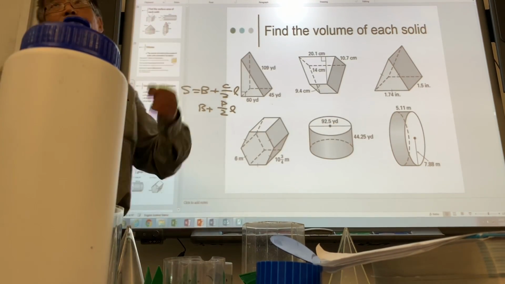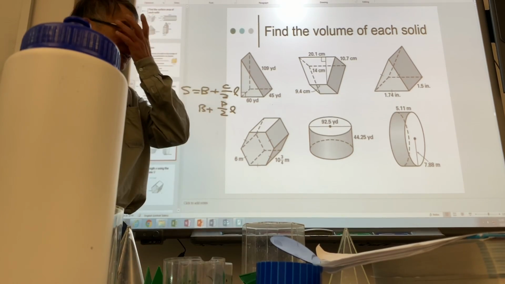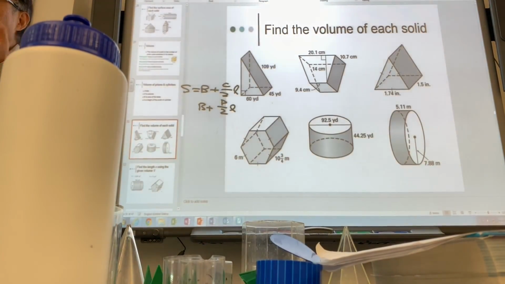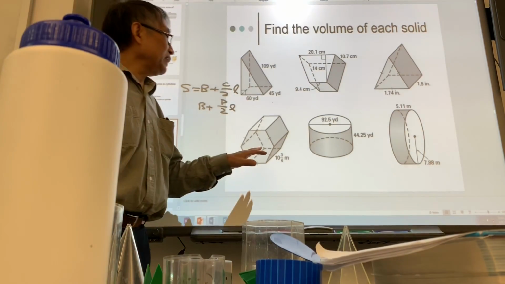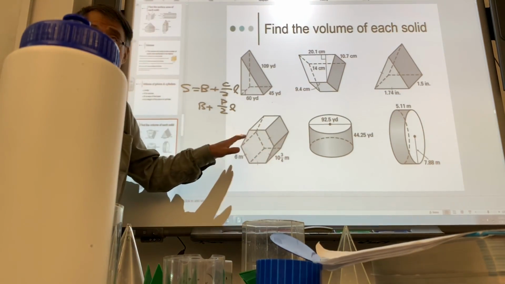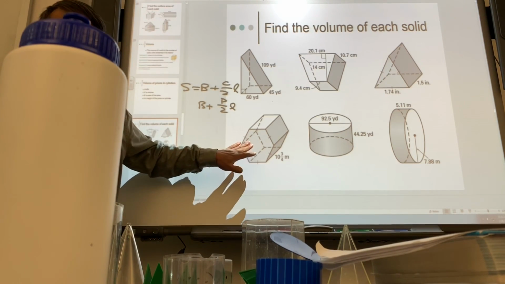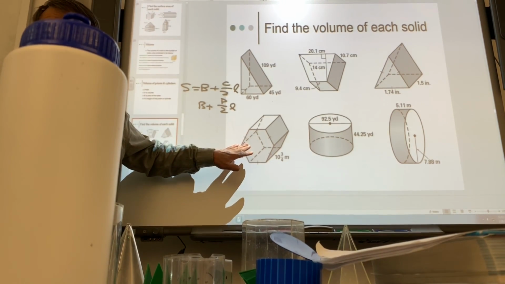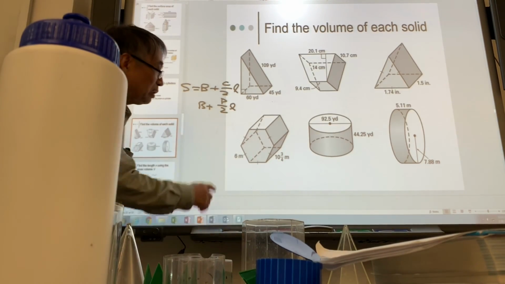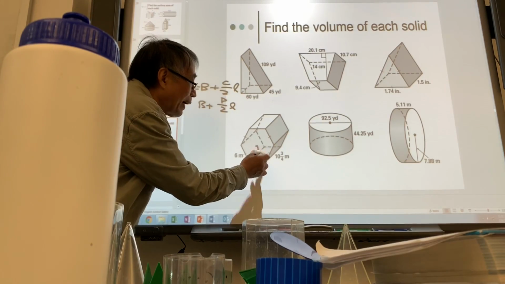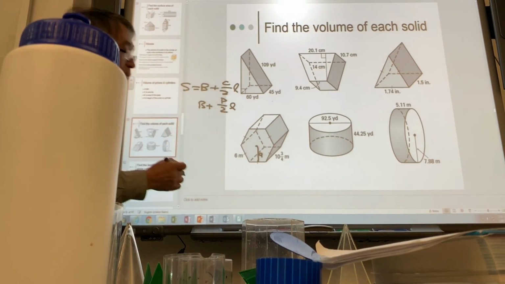For instance, we have some examples here. You can see the formula is so easy, but the question may not be that easy. For this question, you have to find the base is a regular hexagon. Every side is 6. How to find this? You need to find the regular hexagon's area. You find a, you find everything.